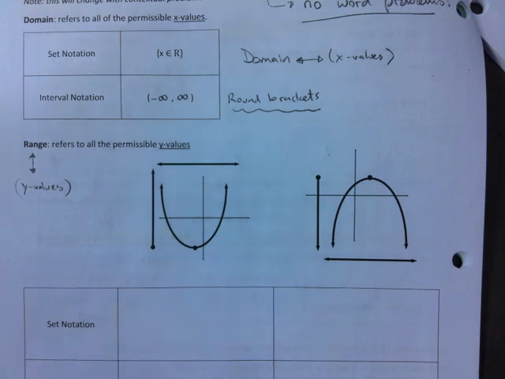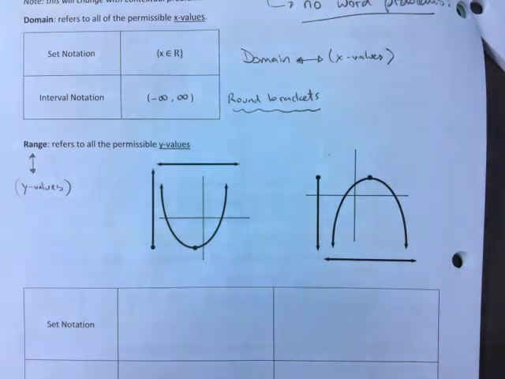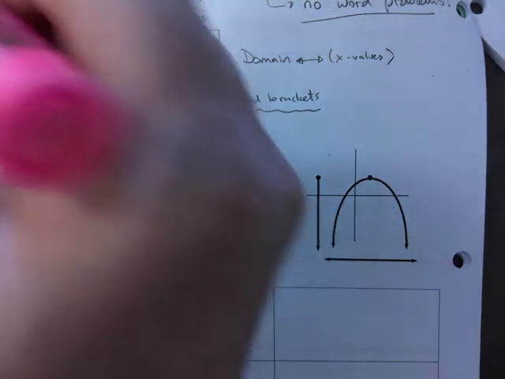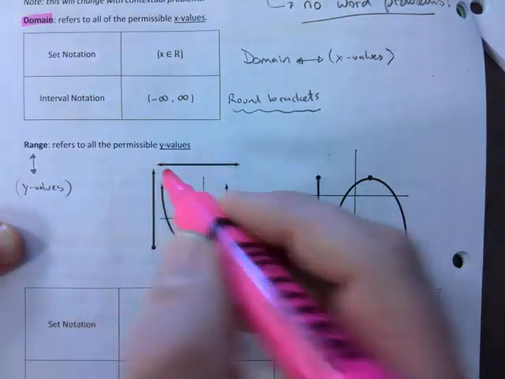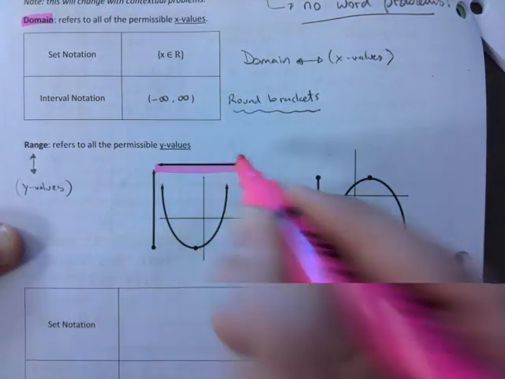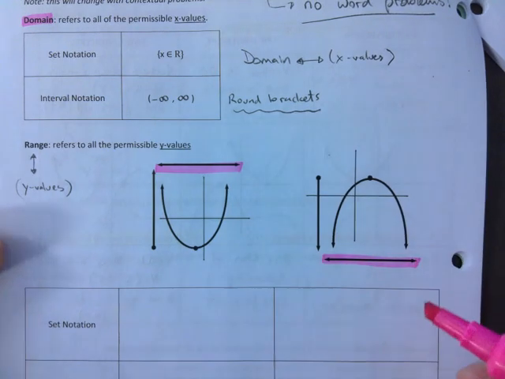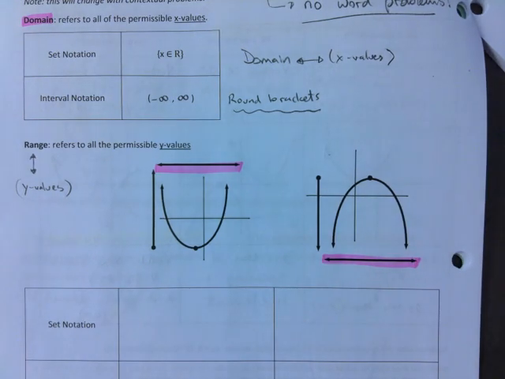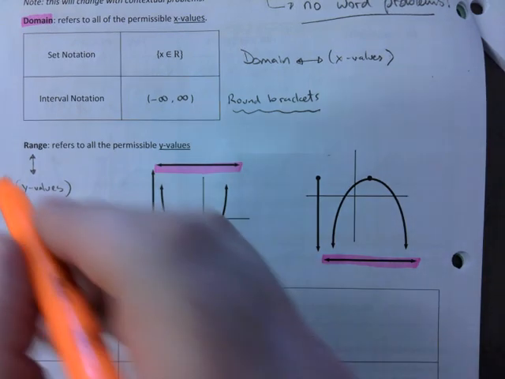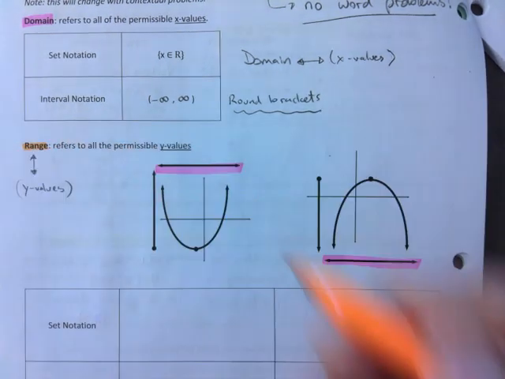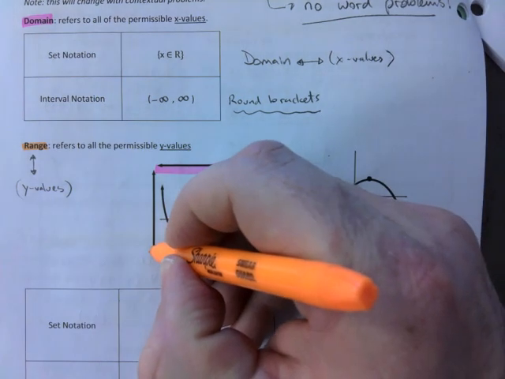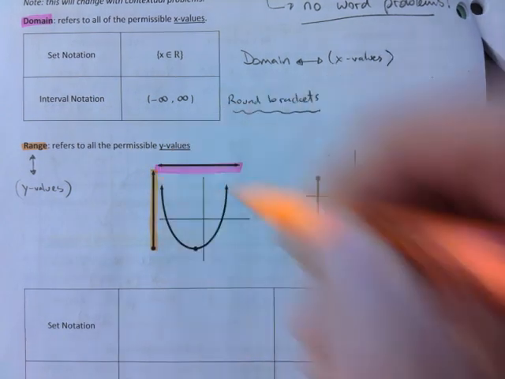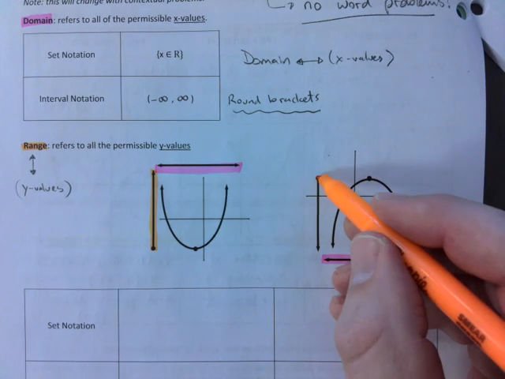So I'm going to use purple and orange. Right? So domain, I'm going to use purple for that one, or pink.